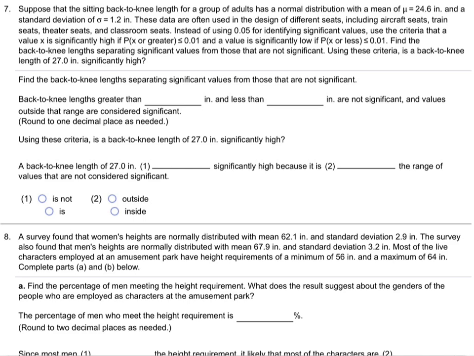All right, here we go. Find the back-to-knee length separating significant values from those that are not significant. Now that can be confusing, huh? So they're saying find the back-to-knee lengths separating significant values from those that are not significant. And what did they just say up here to use? They said, instead of using 0.05, isn't that what we usually use for significance? They said on this problem, use the criteria 0.01.